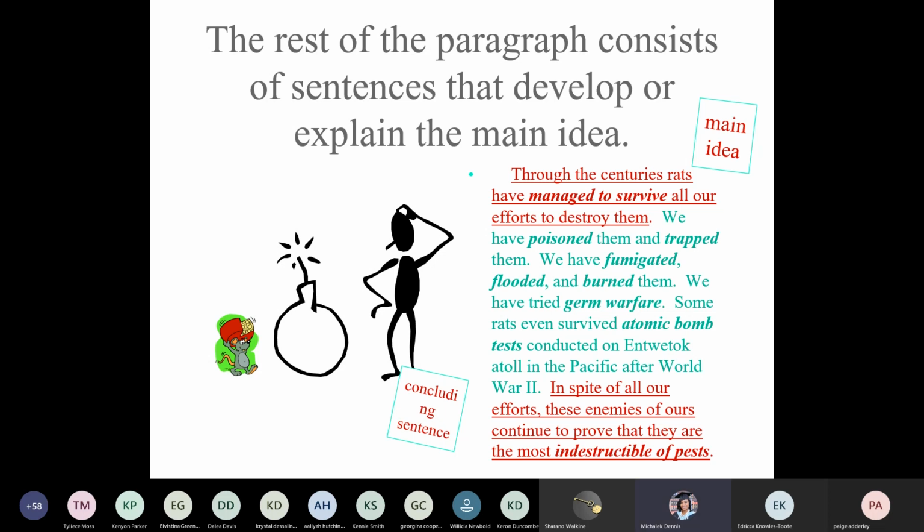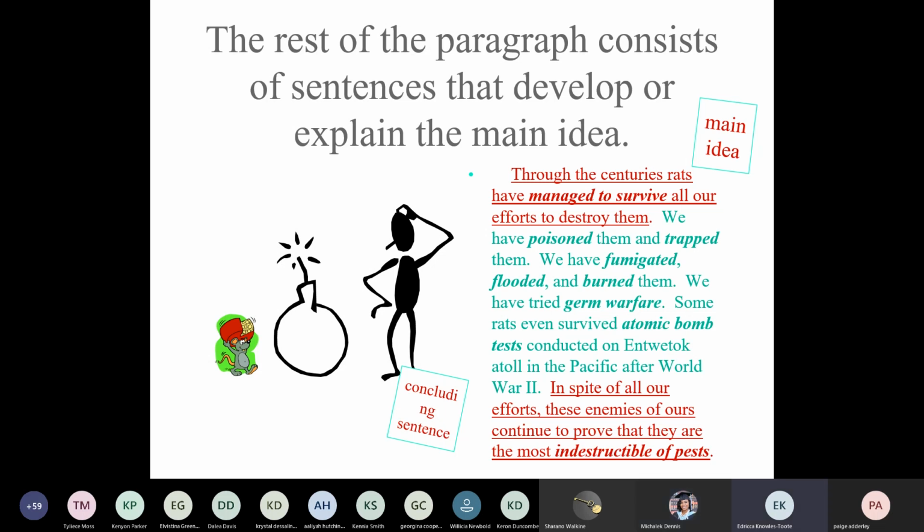based on the topic sentence, let's just say, hypothetically speaking, you were not able to read the entire paragraph as yet, but the topic sentence was the first thing that you read. Through the centuries, rats have managed to survive all our efforts to destroy them. What do you think this paragraph is going to be about? What details do you think would have been in this paragraph based on the topic sentence? Because remember, we said, go ahead.